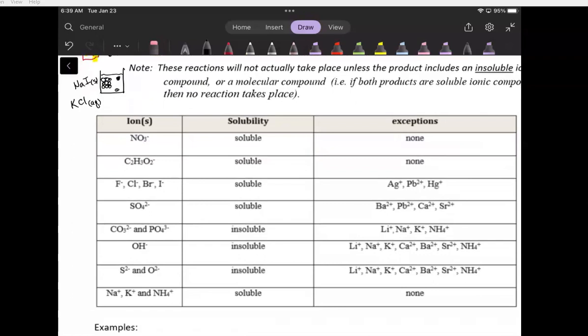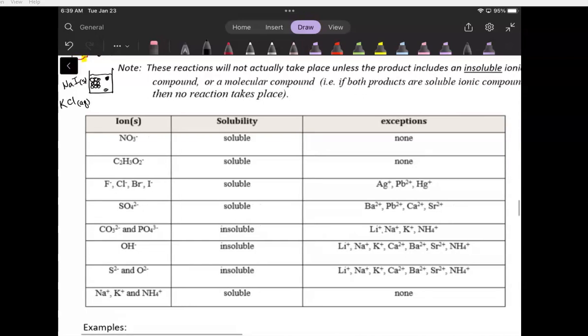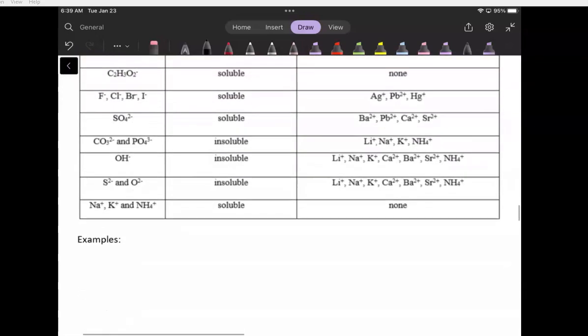So with our single replacement reactions, we had the activity series that could tell us whether something was a reaction or not. Well, with a double replacement reaction, we have these solubility rules, okay? And here's how it works. Let me give you another example.